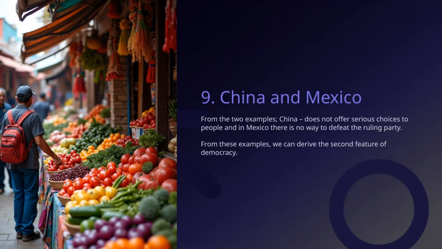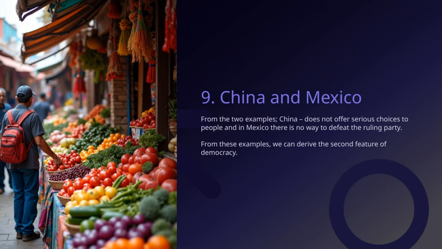Let's look at 2 examples, China and Mexico. In China, the political system doesn't really offer serious choices to the people. It's a system where the ruling party maintains control, and citizens don't have the kind of genuine alternatives or competitive elections that define a healthy democracy. On the other hand, in Mexico, the challenge isn't about choosing among multiple parties, but rather about the difficulty of actually defeating the ruling party once it's in power. There, the ruling party has been very entrenched, making it almost impossible for opposition forces to secure victory in elections.